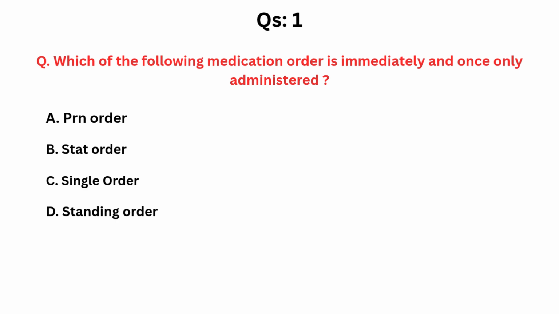Question number 1. Which of the following medication orders is immediately and once only administered? Option A, PRN order. Option B, stat order. Option C, single order. Option D, standing order. Option B, stat order is the right answer.